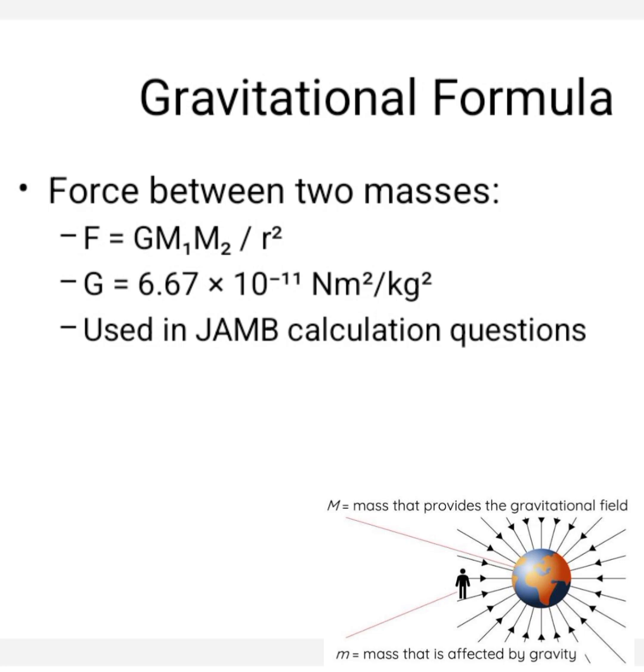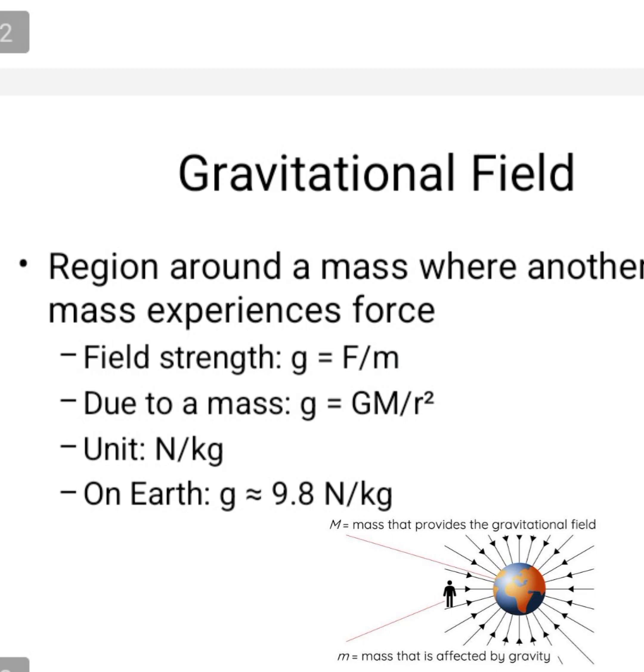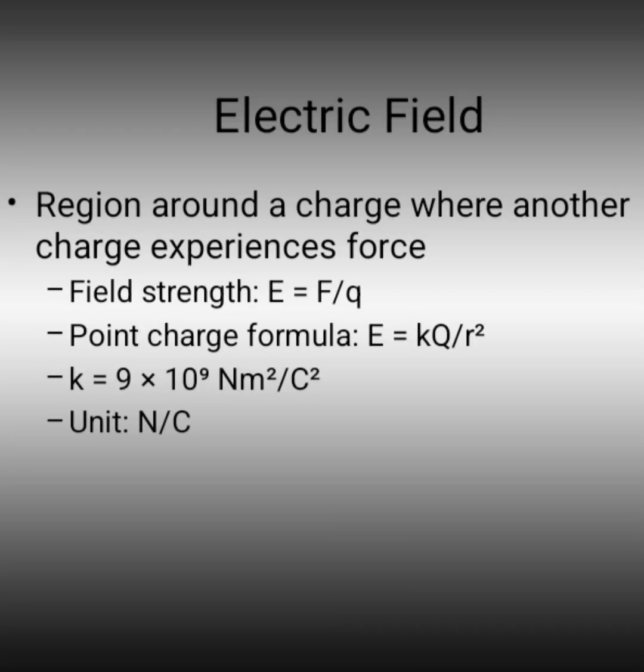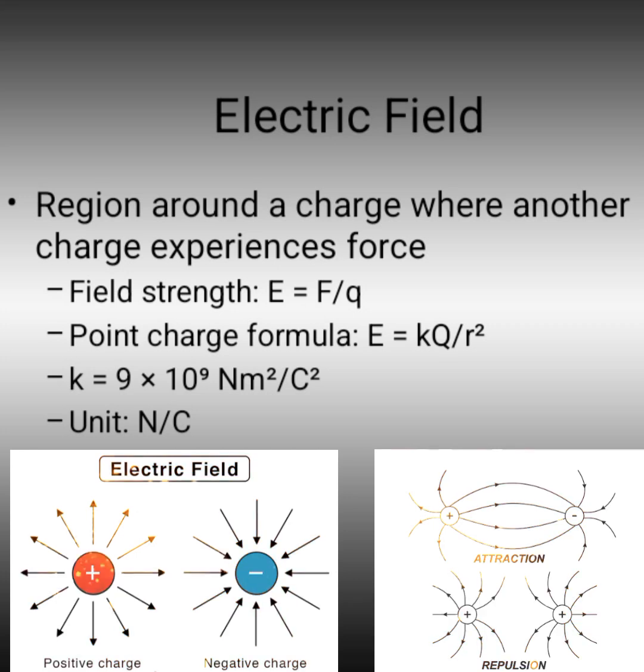If they ask us to find the gravitational field strength, then we use the other one, which is small g equals capital G M over R square.